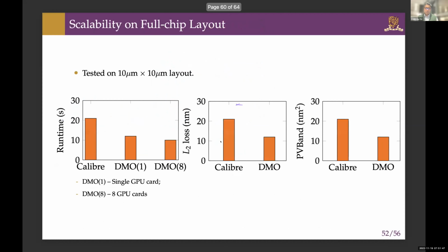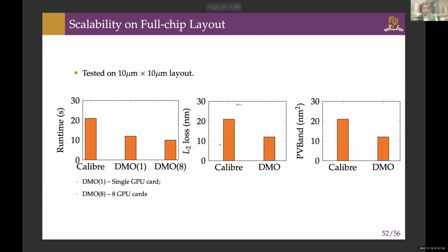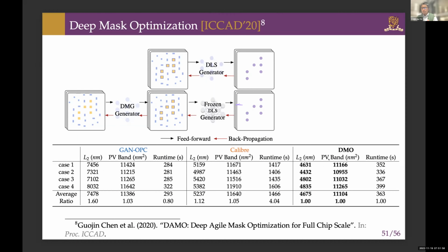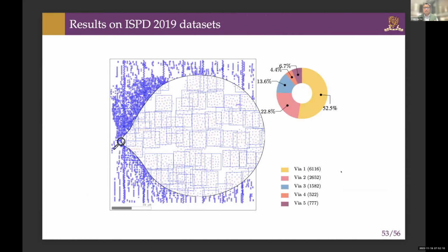Another thing is the throughput. We have to make sure the throughput is good enough. There is one work that compares with Calibre only on the VIA layout. We are very happy to see that, at least on the results, the PV band and L2 loss can be better, and the runtime can be about 4 times faster than Calibre. So here's the visualization of how people can achieve better throughput on OPC. We will not regularly scan the full chip. We will only focus on some special regions where we have some particular patterns.